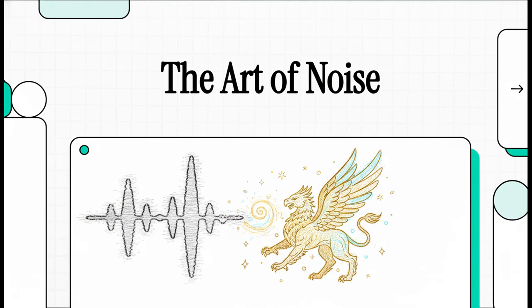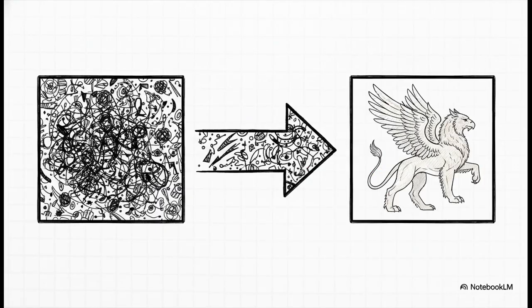Have you ever seen one of those incredible AI-generated images and just wondered, how? It really does feel like modern-day magic, turning what looks like TV static into a work of art. Well, let's pull back the curtain and see exactly how it works. It's one of the most mind-bending ideas in technology today.